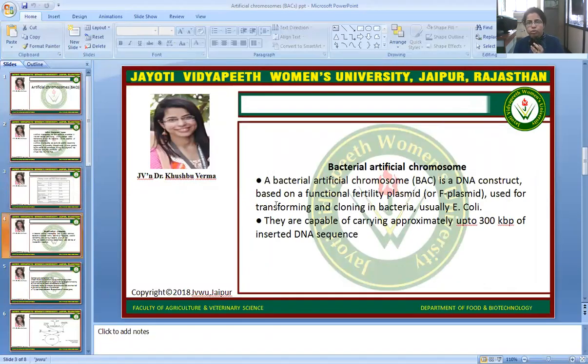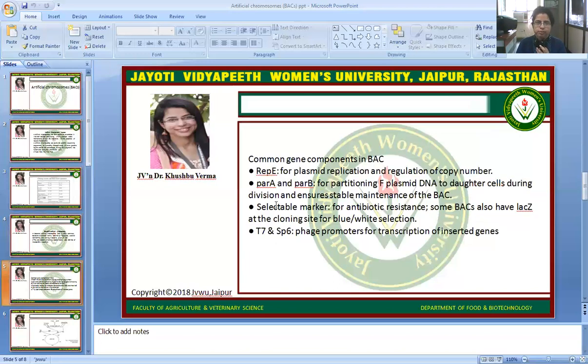A bacterial artificial chromosome, BAC, is a DNA construct based on a functional fertility plasmid, or F plasmid, used for transforming and cloning in bacteria, usually in E. coli. They are capable of carrying approximately, as I told you, 300 kilo base pairs of inserted DNA sequences.